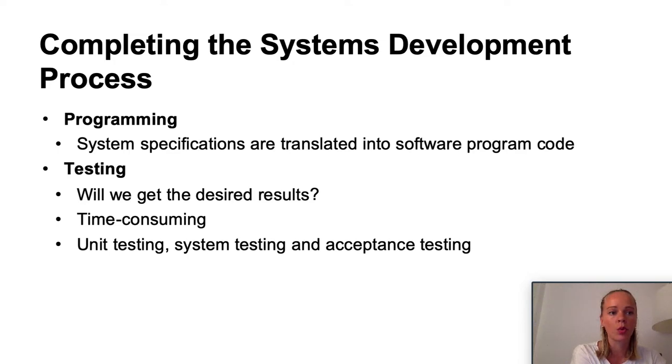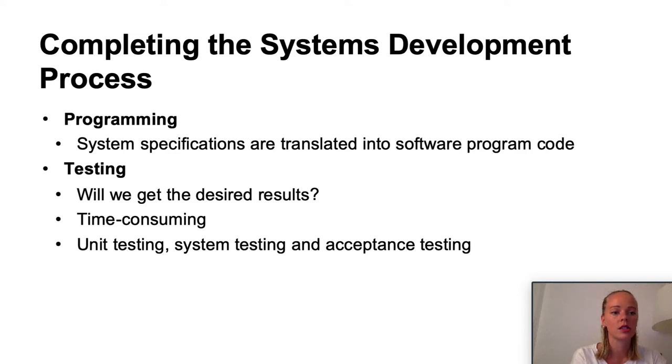At the testing phase, we want to know, will the system produce the desired results under the known conditions? The testing phase is very time-consuming because the test data has to be carefully prepared, results reviewed, and possible corrections made in the system. Testing has three different activities that are called unit, system, and acceptance testing.